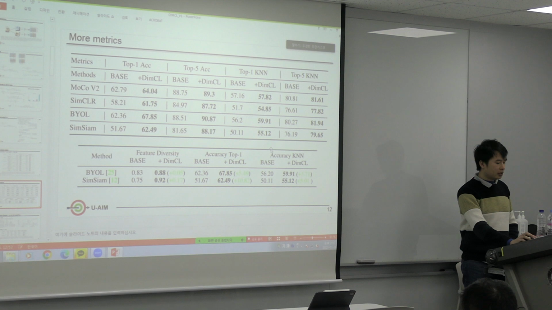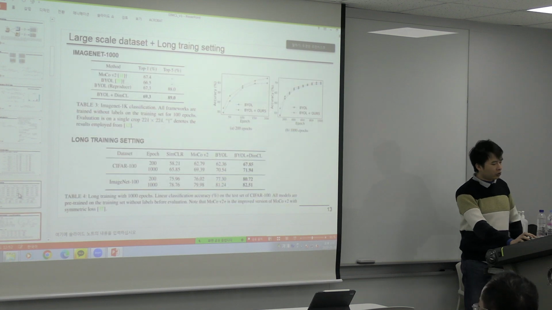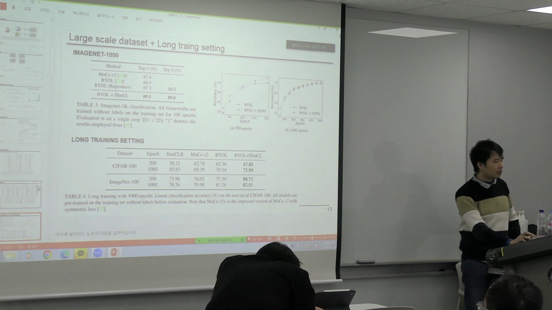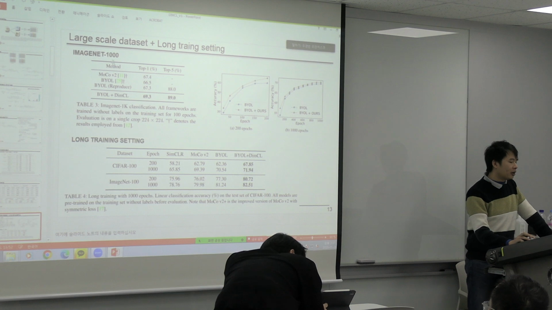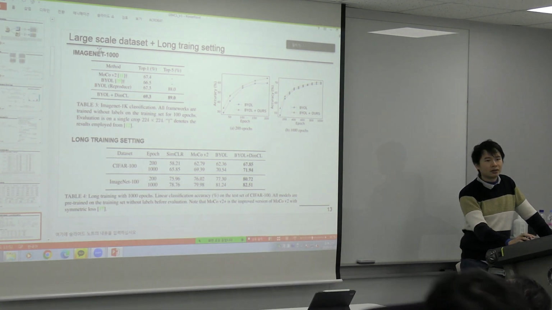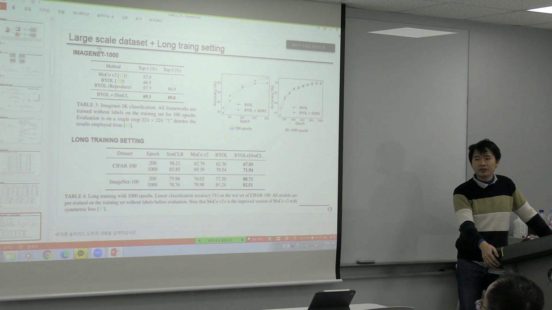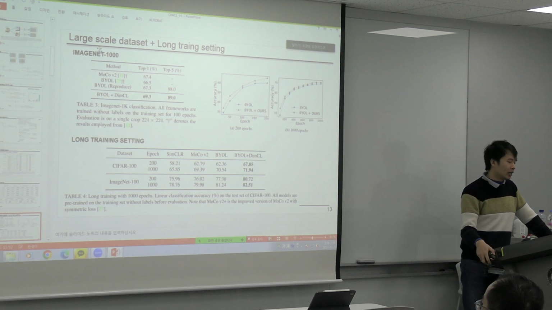Another metric is the accuracy on KNN, which is very popular in classification. Besides the small data set, we have to make sure that our method performs better on the large-scale data set, which is usually ImageNet-1000. It usually requires a lot of time to train our method on ImageNet. It takes around 3 to 7 days to train 100 epochs on ImageNet.